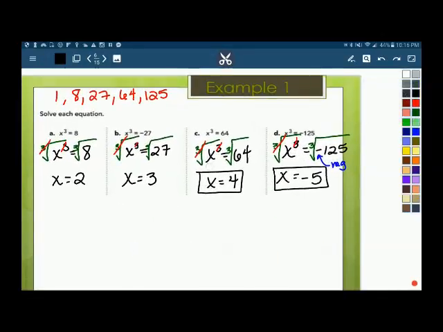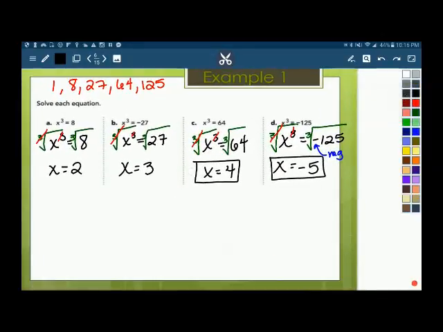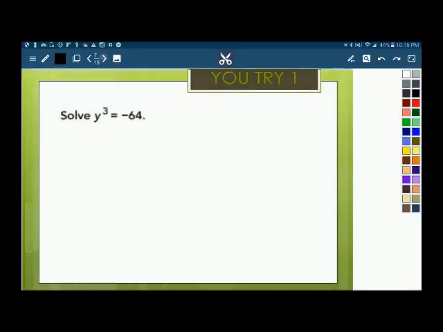So that's 4 different practice problems for you there on cube rooting to solve for x. Let's have you give this a try in your first U try.